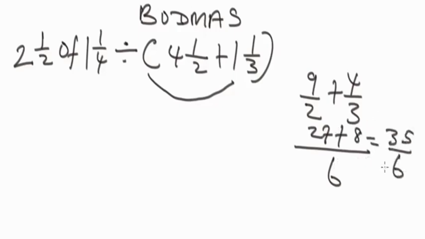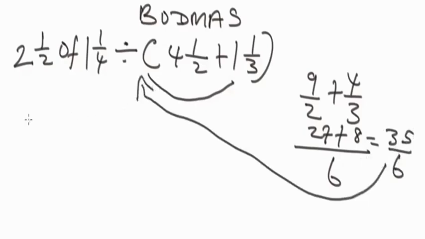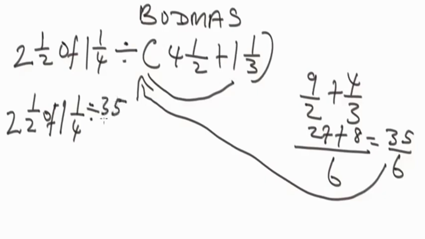So now that we have simplified this, we bring it to this side. We're going to have 2 whole number 1 over 2 of 1 whole number 1 over 4 divided by 35 over 6. So after our bracket, the next we have is of. Of in mathematics means multiplication, so we're going to change it to multiplication here. Let's do it together.